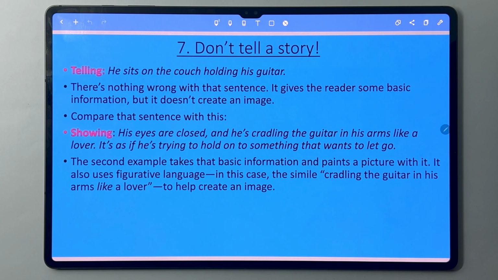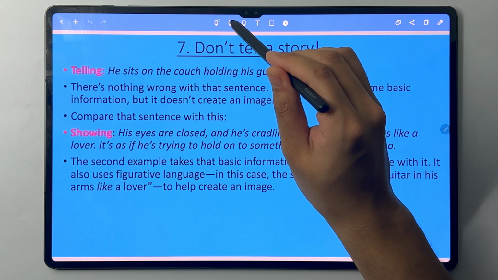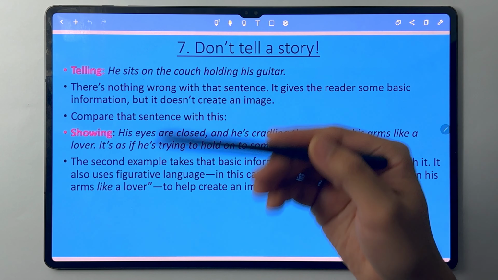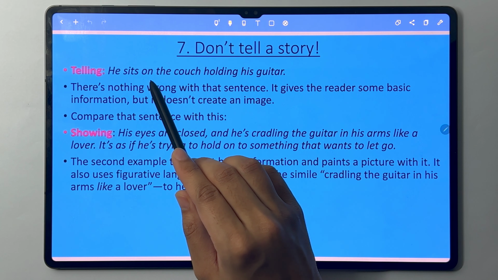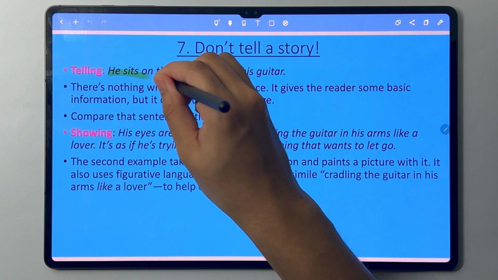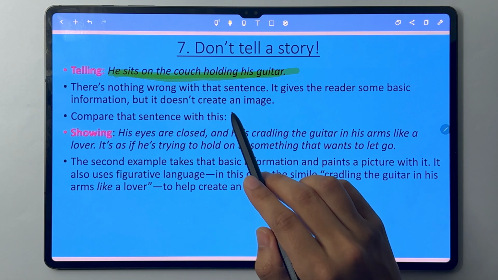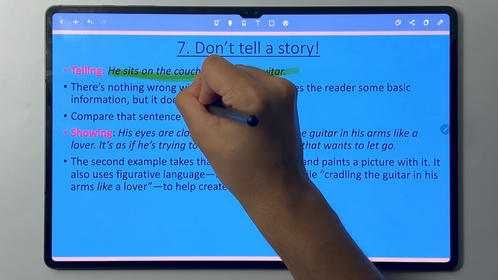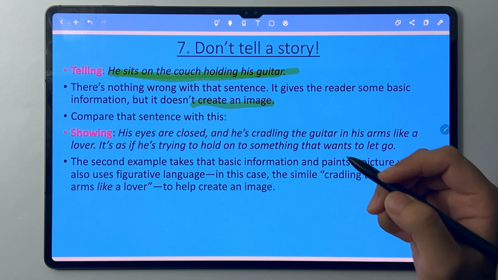Moving on, another top tip in terms of how to write a fire description: don't tell a story. So in terms of writing your description, I've provided an example to help you all. So instead of telling, so he sits on the couch holding his guitar, which is quite boring and it's not exciting. There's nothing wrong with that sentence. It gives the reader some basic information, but it doesn't create an image. And remember, as mentioned before, we want to create an image in the reader's mind.